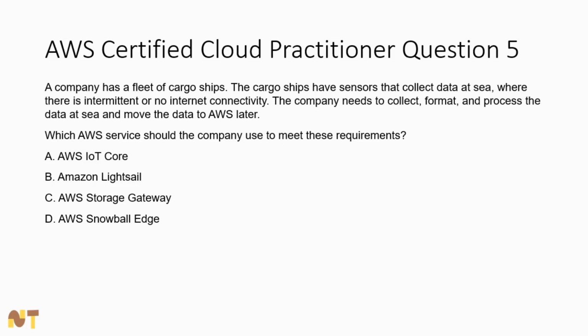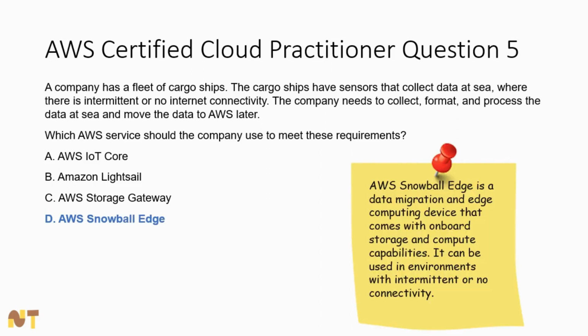AWS Snowball Edge. Now, the AWS Snow Family is a collection of physical devices that help migrate large amounts of data into and out of the cloud without depending on the networks. So, here the correct answer is option D, AWS Snowball Edge. Moving on to the next question.